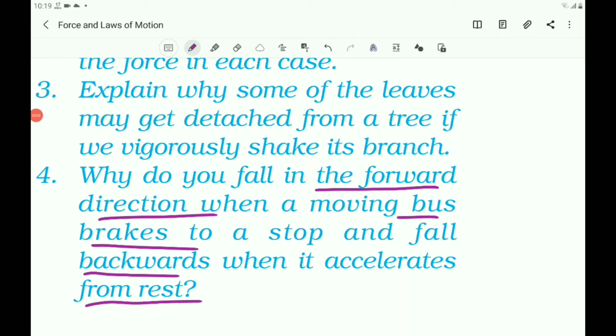In the second situation, we fall backward when the bus accelerates from rest. When the bus accelerates from rest, the lower portion of the body, which is in contact with the floor of the bus, starts to move together with the bus, but the upper portion of the body tends to remain at rest. That is because of inertia. Therefore, we fall backward.